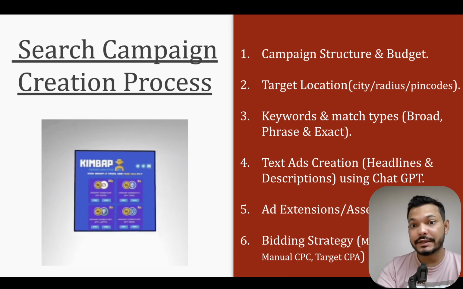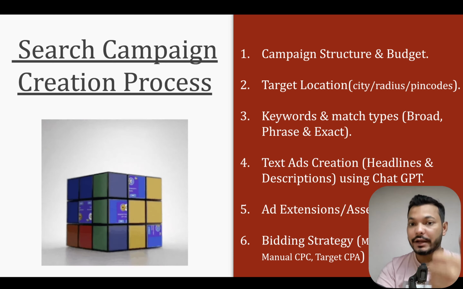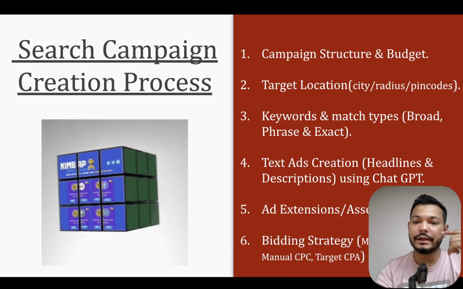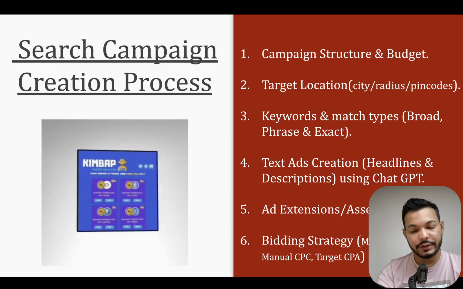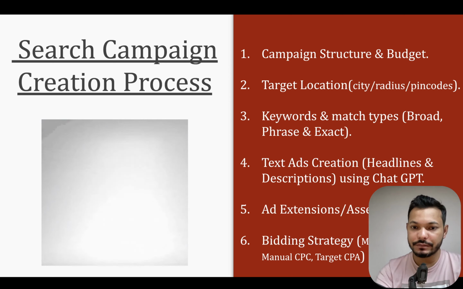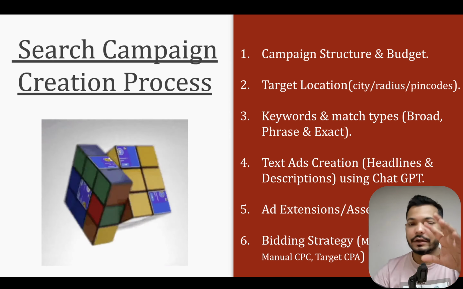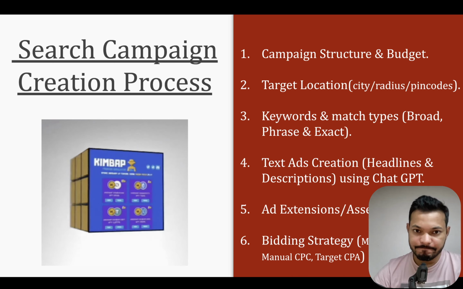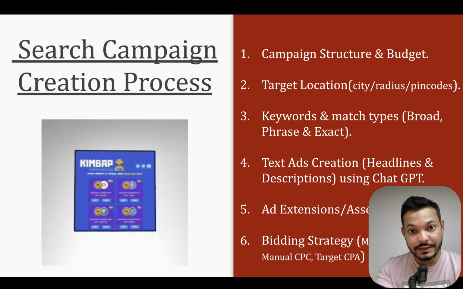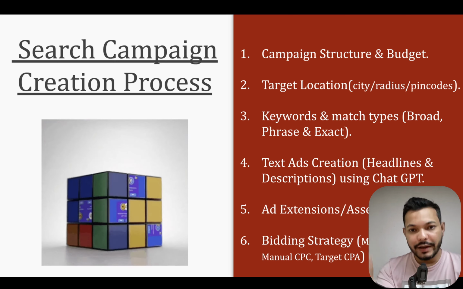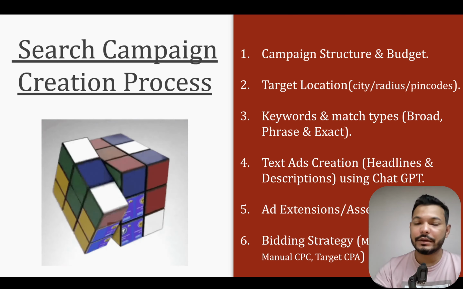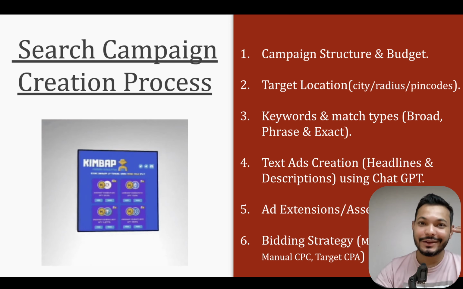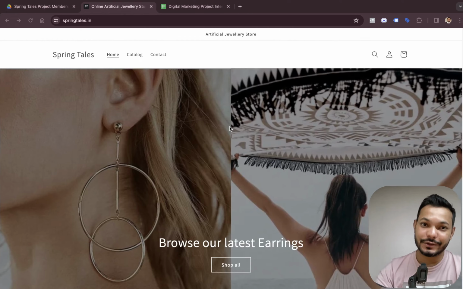Then we have the text ad creation part, adding the headlines and description in the text ad, adding ad extension, which means adding site link, call, image, and price extension. And finally, once you are done with all of these things, we have to launch a campaign using different bidding strategies. So once you will be able to understand all of these 6 points while making a campaign, you can simply become a PPC executive. So let's begin with understanding the campaign structure.